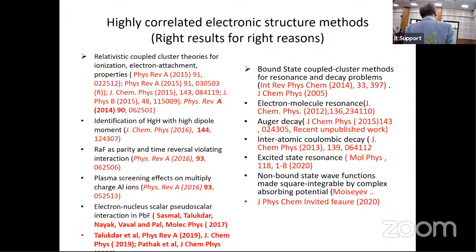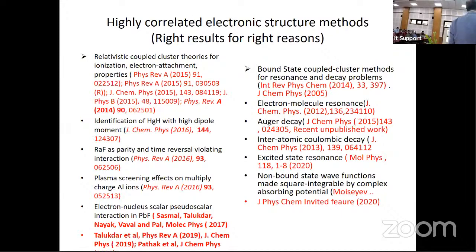And very interestingly, we have identified certain materials like mercury hydride, with very high dipole moment, which is not possible unless you use relativistic methods. And of course, the coupled cluster, which is extremely accurate. Radium fluoride has a parity and time reversal violating interaction. Plasma screening effects on multiple charged aluminum. Lead fluoride, we have actually looked at electron nuclear scalar, pseudo scalar interaction, which is extremely important. Very recent works, I think some of them have gone down. Even in 2021, we published. Then we have also looked at bound state coupled cluster method for resonance and decay.